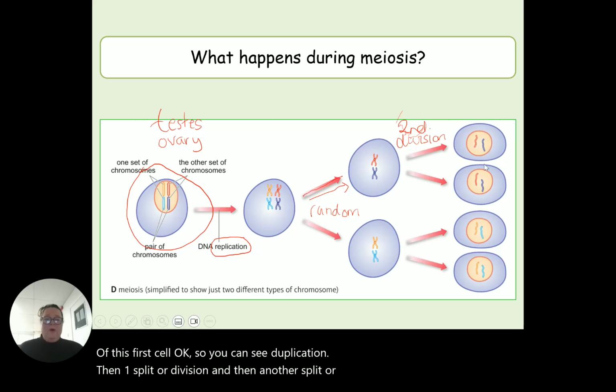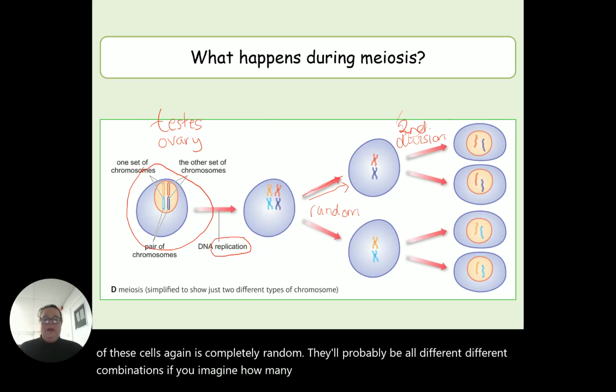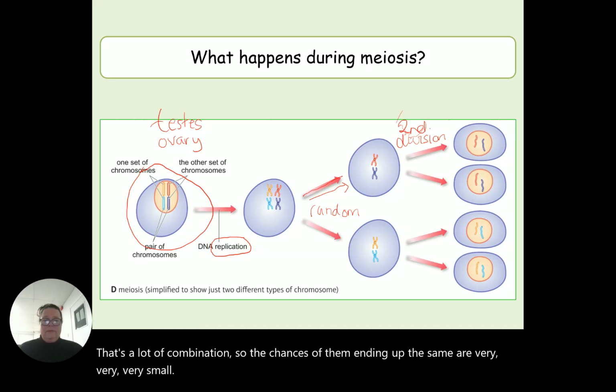Now, what ends up in each of these cells, again, is completely random. They'll probably be all different combinations. If you imagine how many combinations there are with 46 different chromosomes, that's a lot of combinations. So the chances of them ending up the same are very, very, very small.